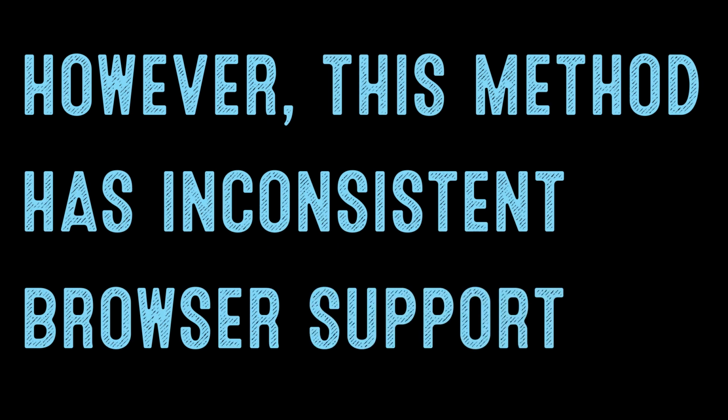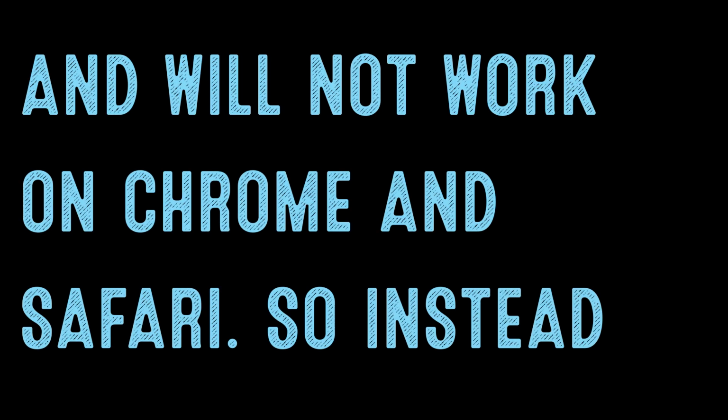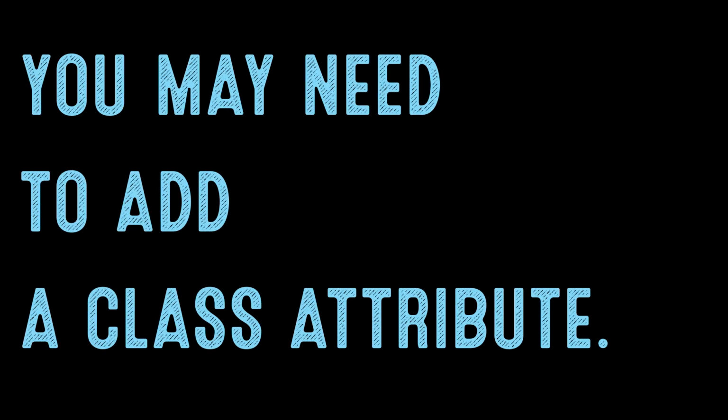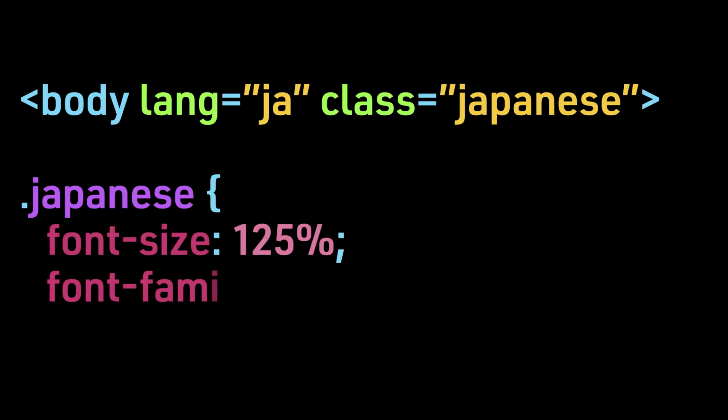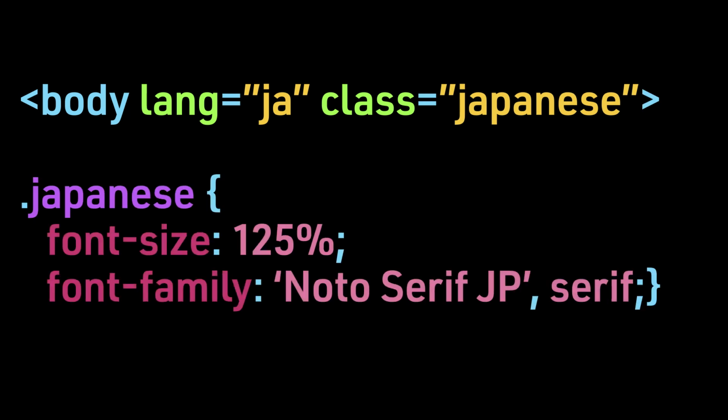However, this method has inconsistent browser support and will not work on Chrome and Safari, so instead you may need to add a class attribute. Body lang equals "en", class equals "English", .English, font-size 100%, font-family Georgia, Times New Roman, serif. Body lang equals "ja" in quotation marks, class "Japanese" in quotation marks, .Japanese, font-size 125%, font-family Noto Serif JP, serif.